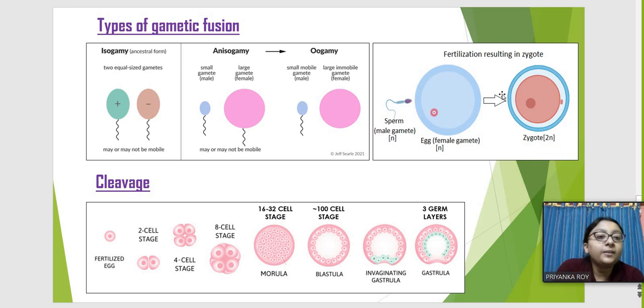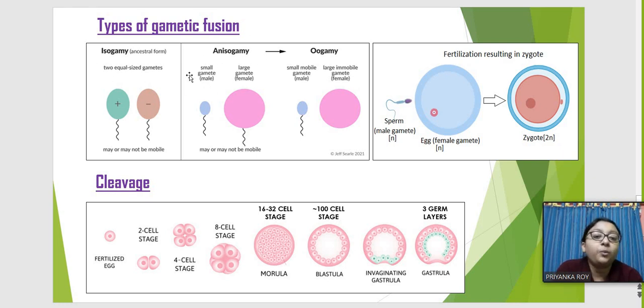So as a result of this fertilization, a zygote is formed, but there are different types of gametic fusion. First type is isogamy, which is quite a primitive form, where the two gametes are equal in size. They may or may not be mobile, but they are of equal size. Therefore, it is called isogamy.